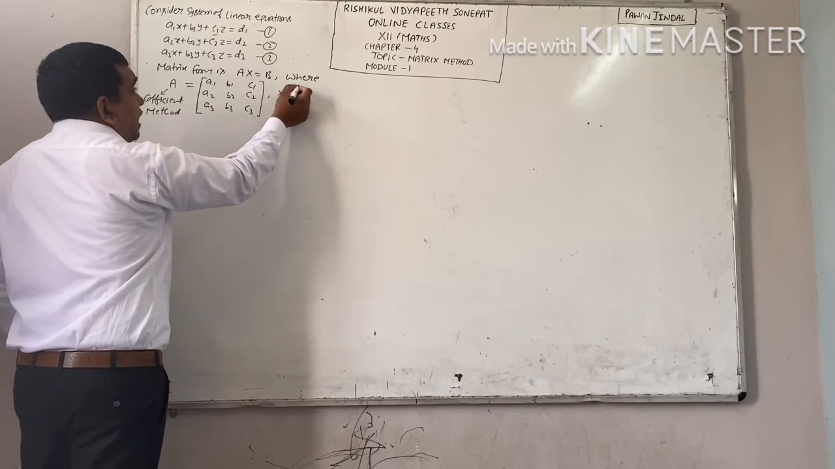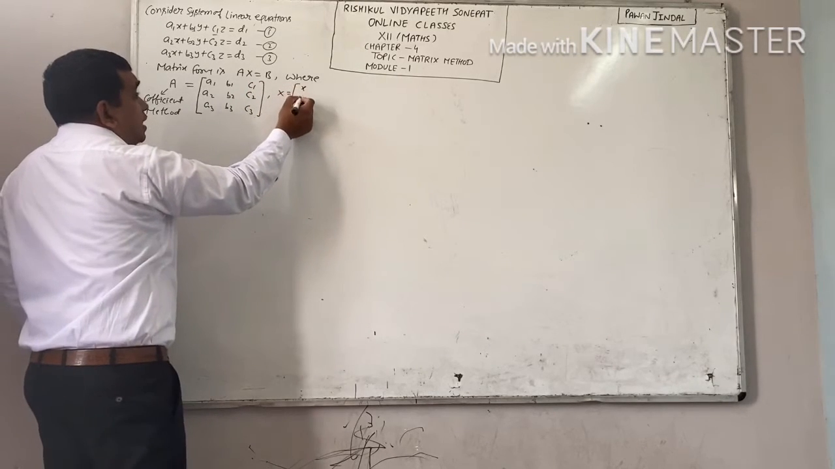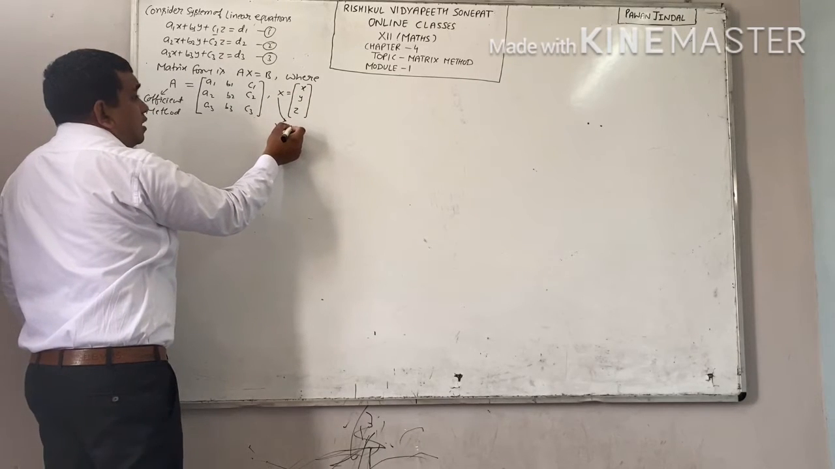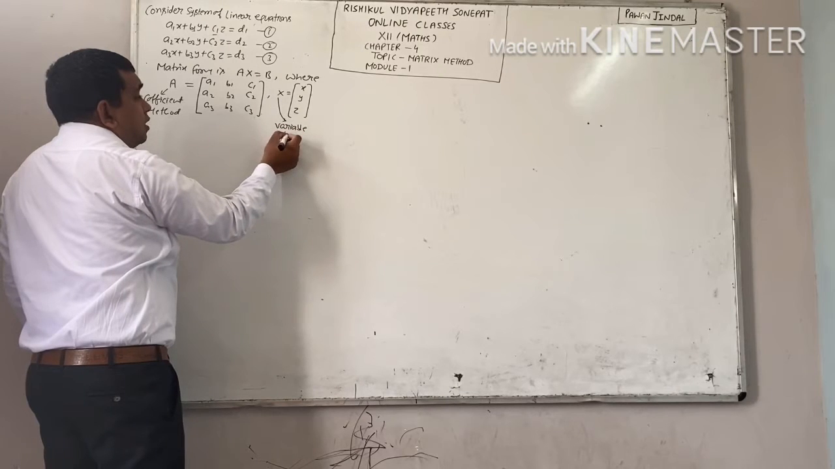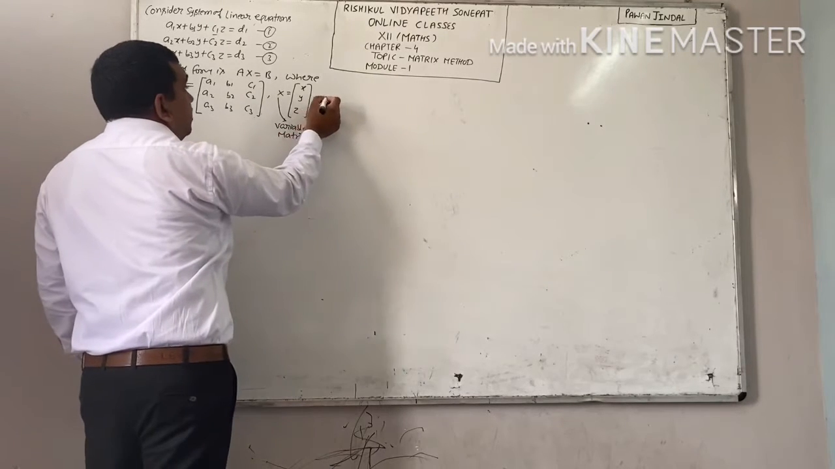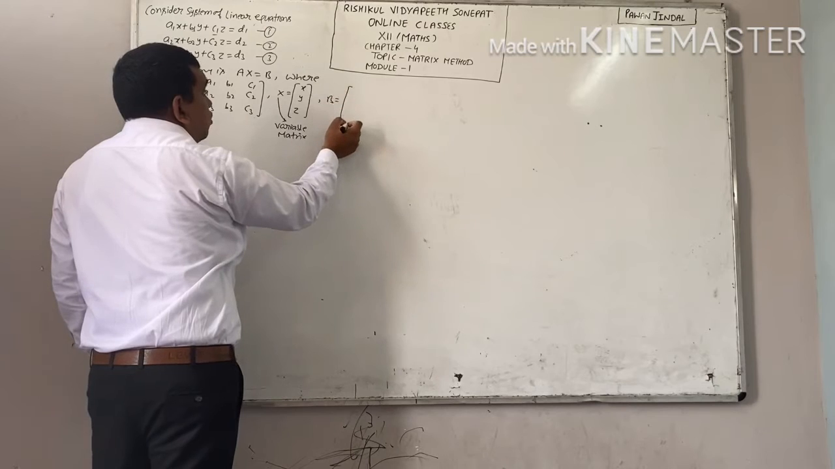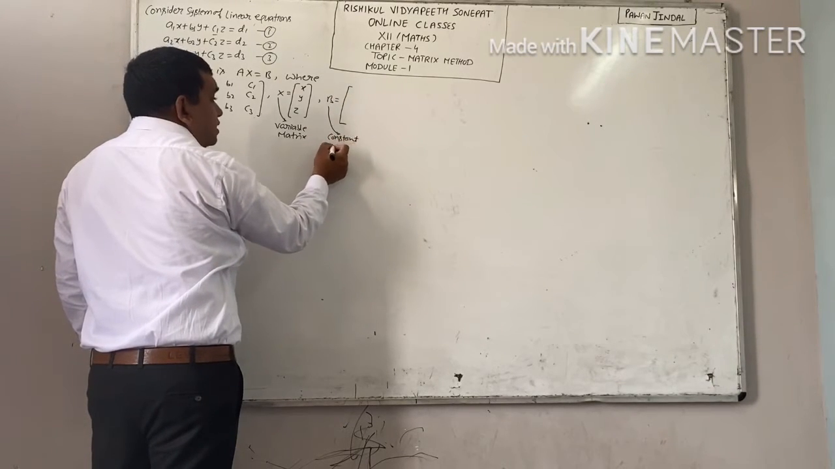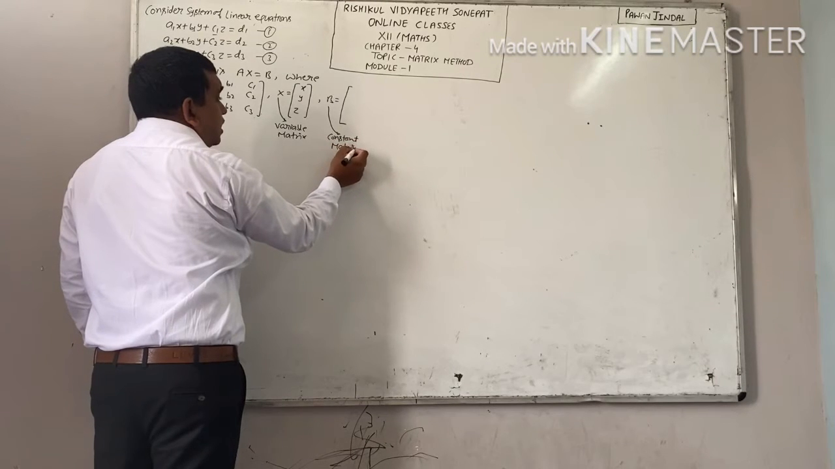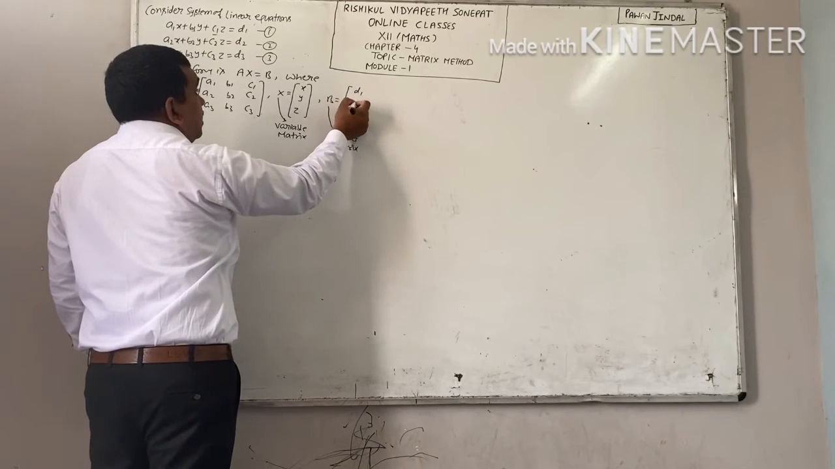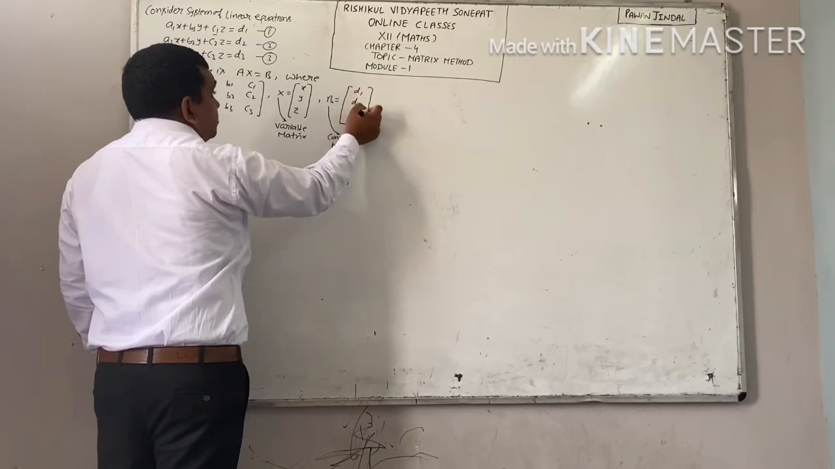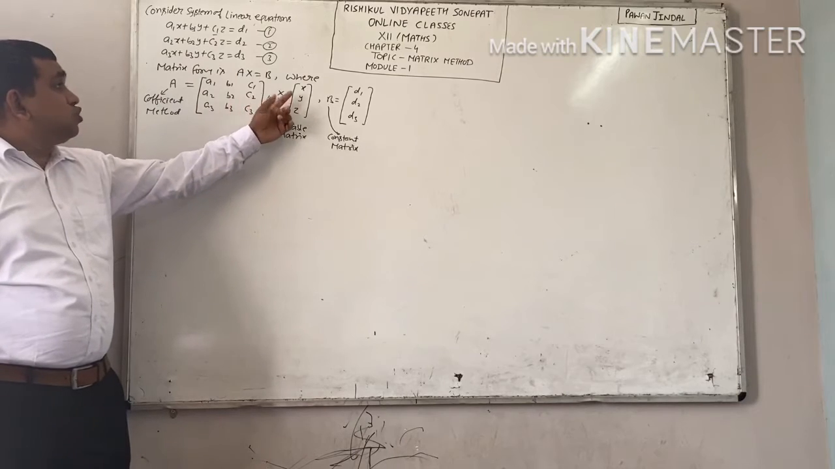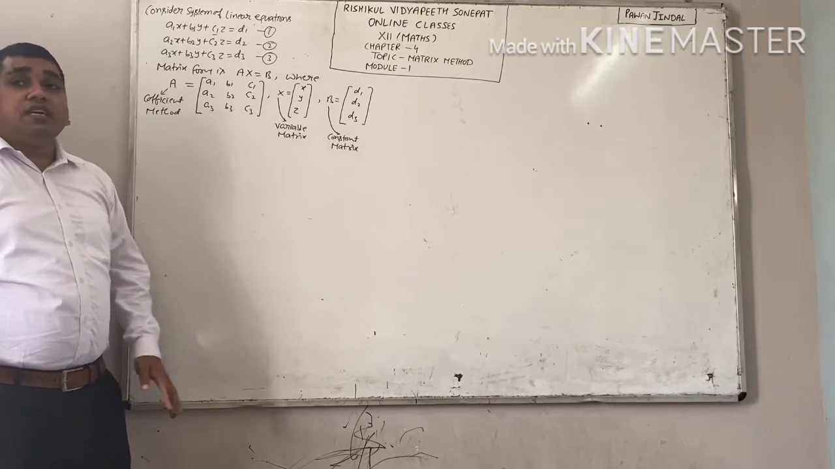X is your variable matrix, means you have to write down the variables. That's why it is called the variable matrix. And B is your constant matrix, means you have to write down constant terms on right hand side. That's why it is called your constant matrix. And this is your d1, d2, d3. Now I want to solve these three equations. Solution means to find out the value of x, y, z.